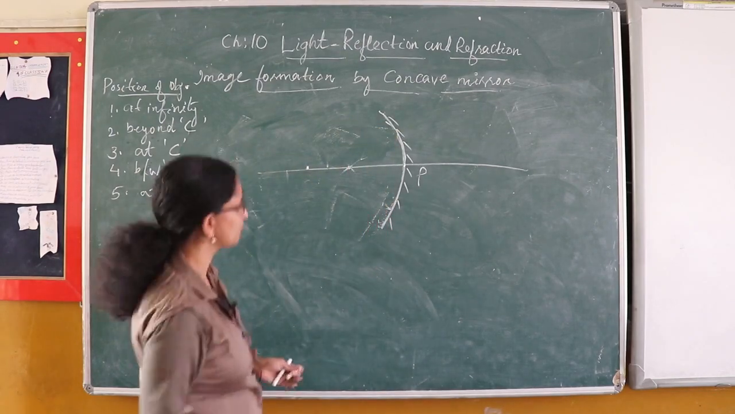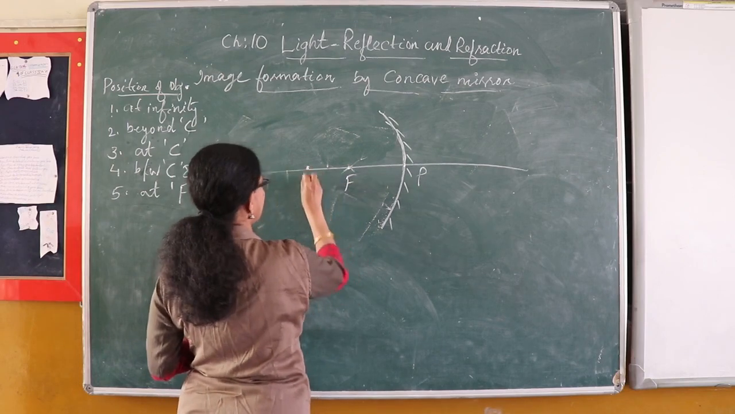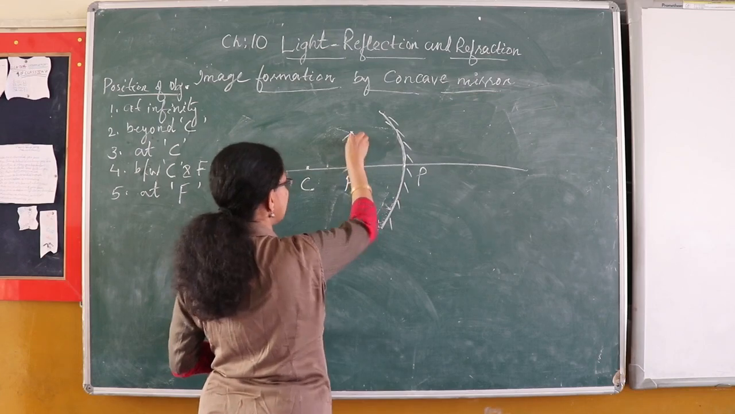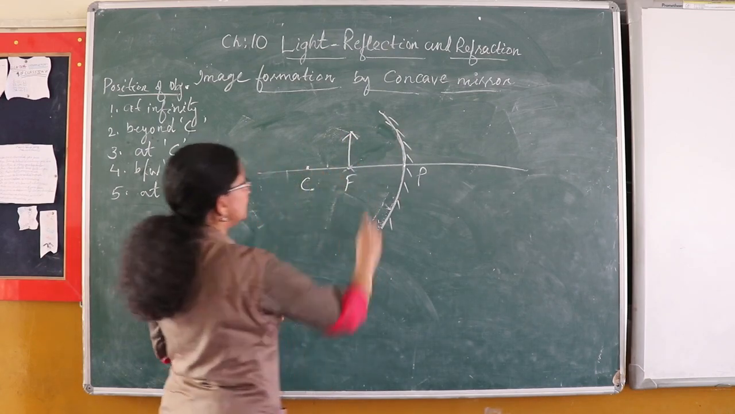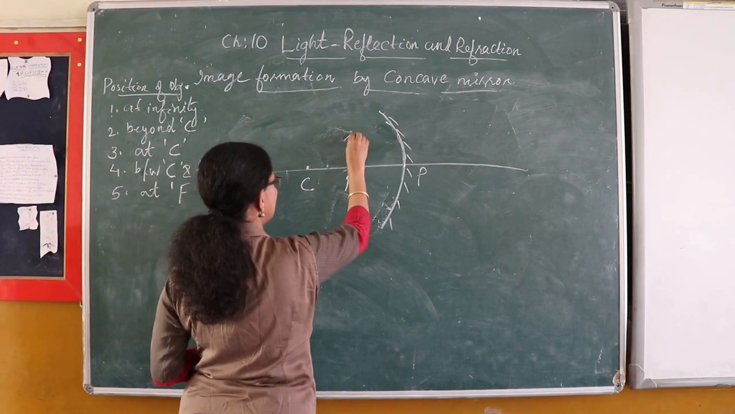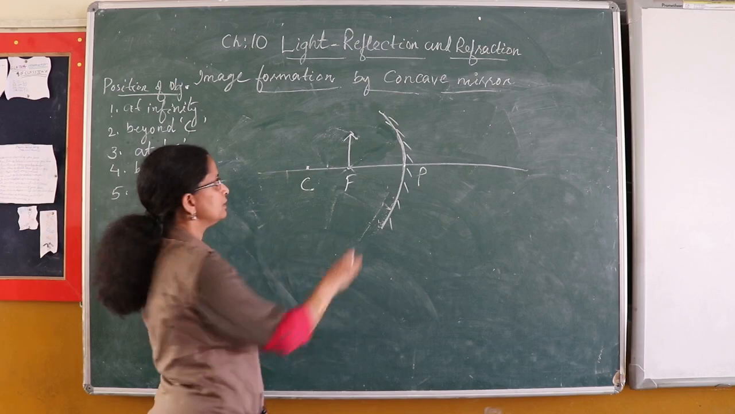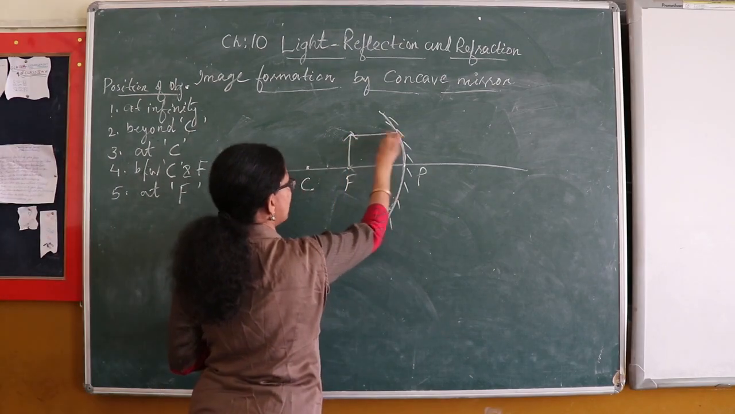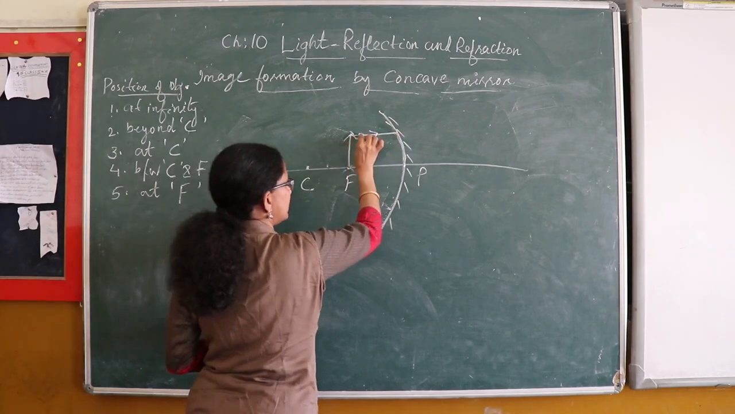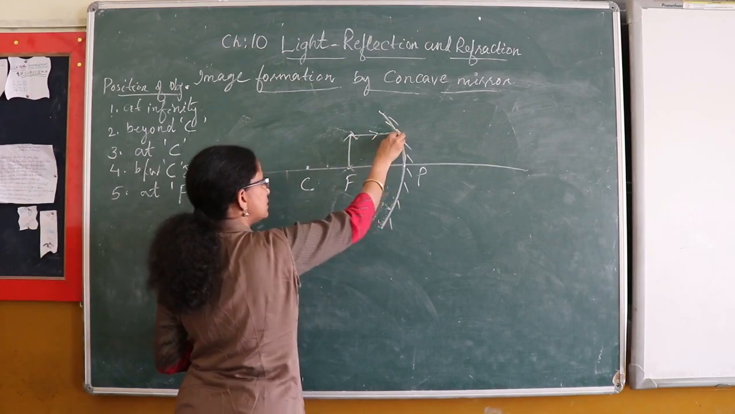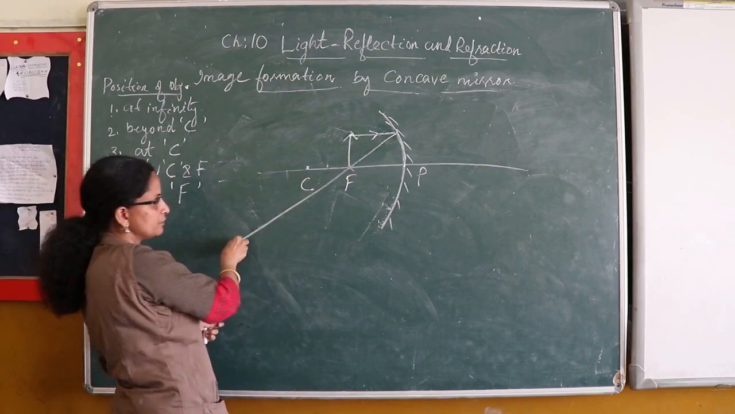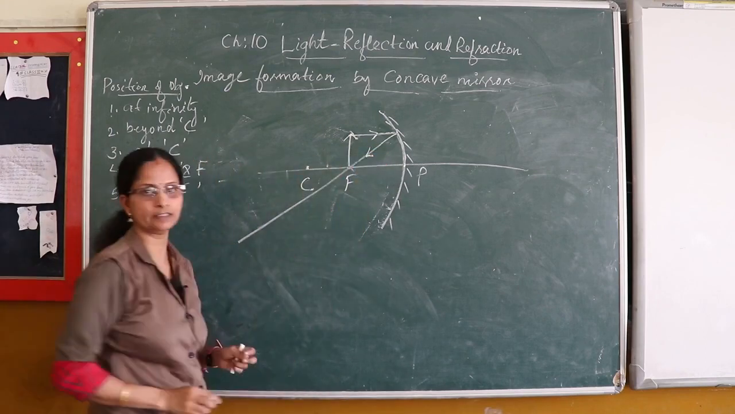That we can see now. So, the object is now kept on principal focus F. Now, here, two rays we are considering. Coming from this object, we are taking two rays. One ray that is coming parallel to the principal axis, as we told earlier, after reflection, it passes through the principal focus. So, one ray is moving like this.